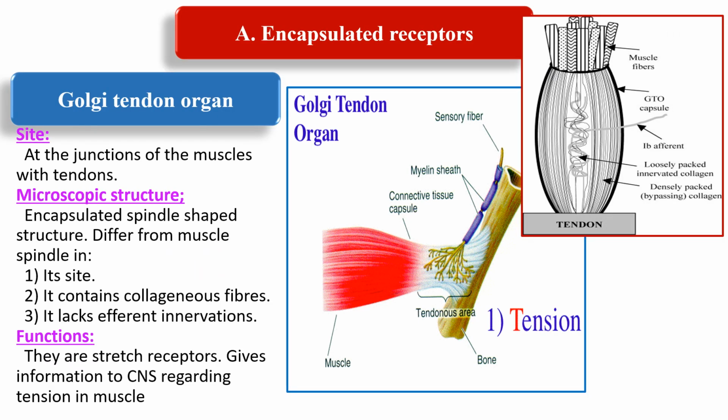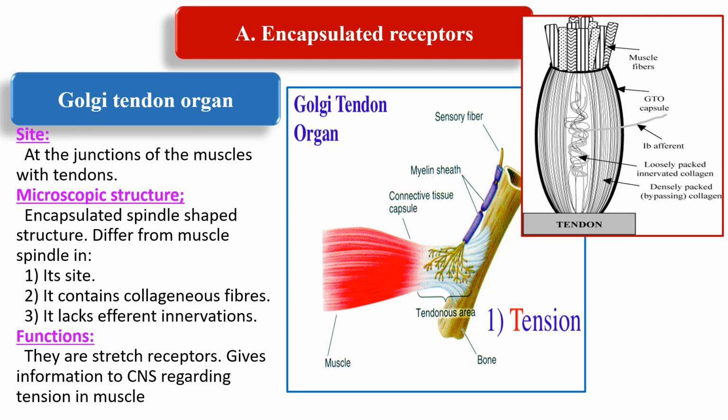As regards the second type of encapsulated receptor, it is called the Golgi tendon organ. Golgi tendon organ is also a stretch receptor. But what about the difference between Golgi tendon organ and the muscle spindle? Here we can see that the Golgi tendon organ is present at a different site from the muscle spindle. Muscle spindle was found between extrafusal muscle fibers of the muscle itself.